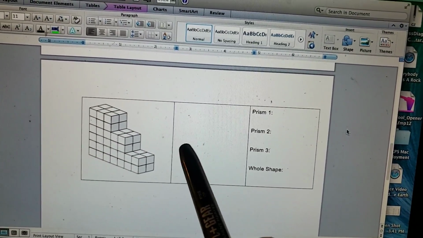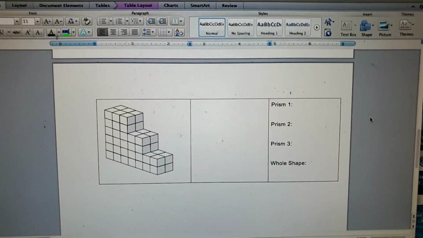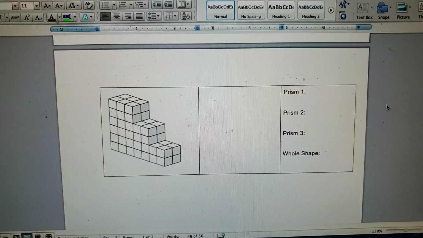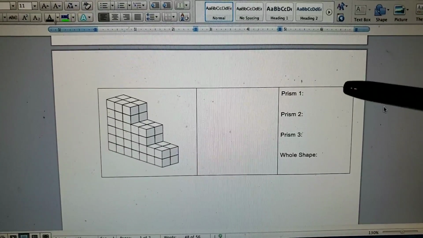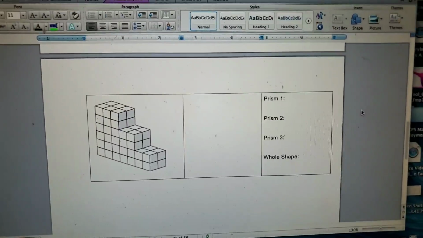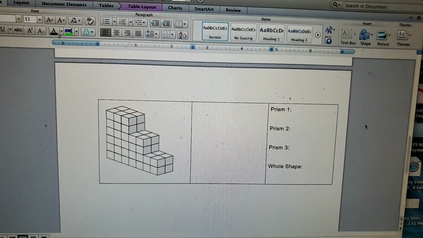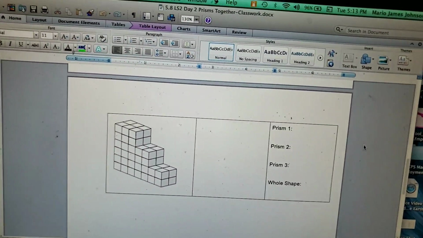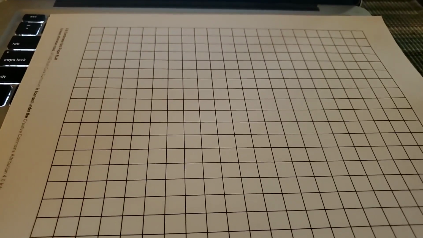Draw the first, the second, and the third rectangular prism. Find the volume for the first one, the second prism, and the third prism. You're going to add all 3 of them together, and that is going to give you the volume of this entire object. Now, to help you out, included under the assignment in Google Classroom, I gave each one of you this centimeter grid paper.